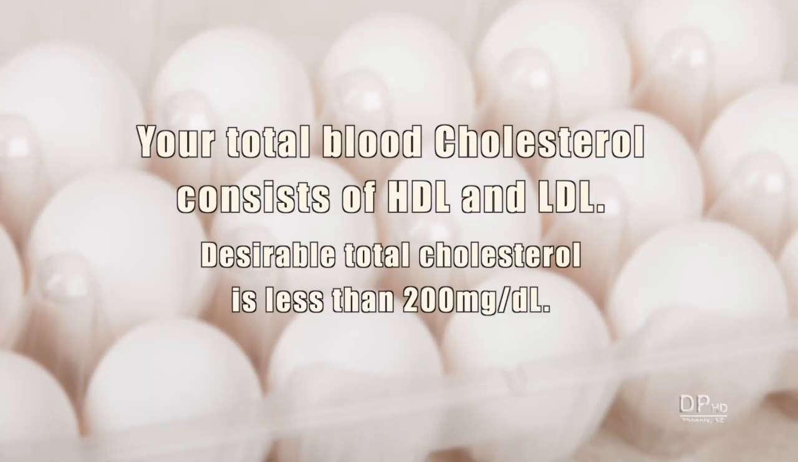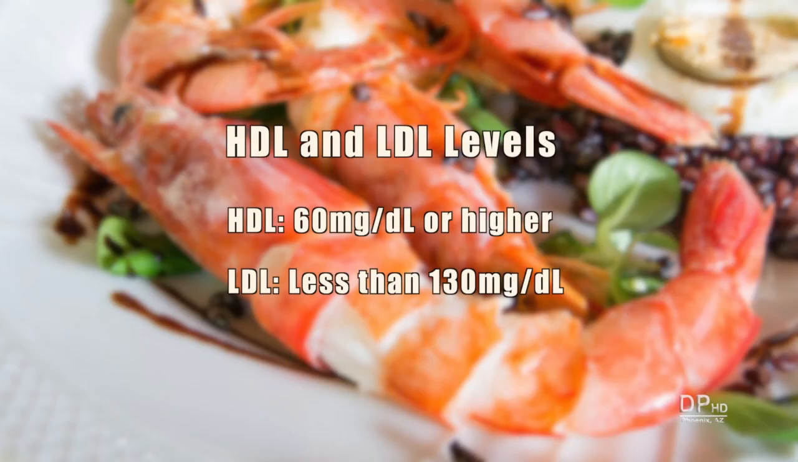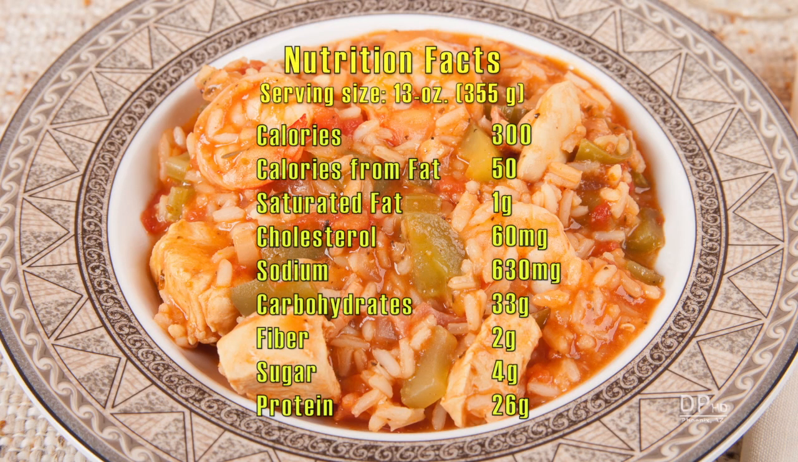Total blood cholesterol consisting of HDL and LDL should be less than 200 milligrams per deciliter. HDL should be 60 milligrams per deciliter or higher, and LDL less than 130 milligrams per deciliter. One viewer asked why triglycerides isn't listed in my videos. Actually, it is listed, since triglycerides are fats.